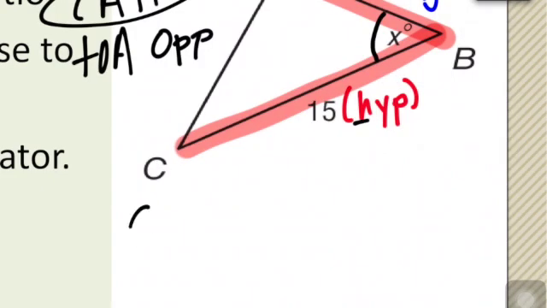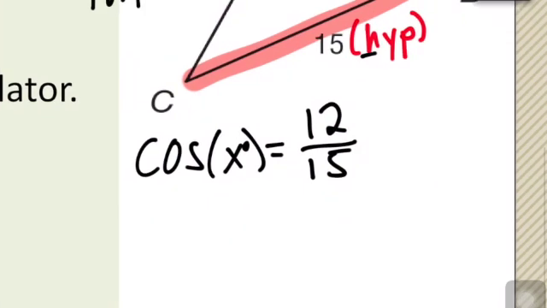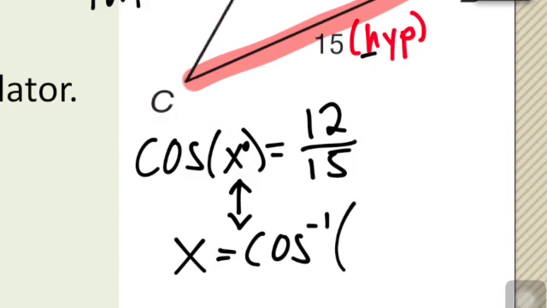So the cosine of my angle X is equal to the adjacent side over the hypotenuse side. So we're going to go ahead and apply the inverse. All right, remember how the inverse works. We're just going to swap them. The x now goes on the outside, and then the 12 over 15 is now going to go on the inside of the inverse.